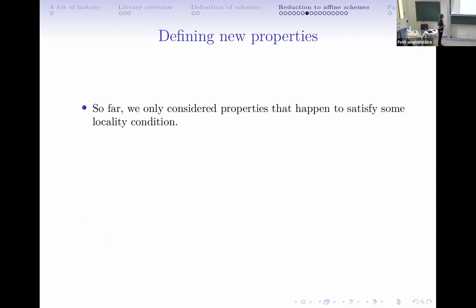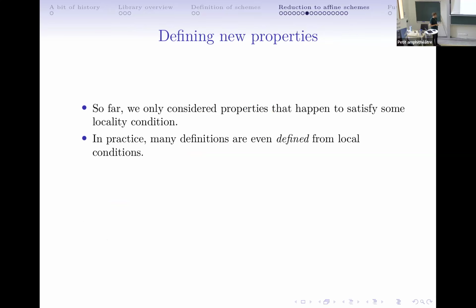But let's go one step further, namely, so far we've only considered properties that happen to satisfy some locality condition. So we have some property P that we know is local at the target. But we can also do it the other way around. If you know some algebraic geometry, then you know this. Many properties, many definitions are even defined locally. They're defined from some local property of rings or from affine schemes.